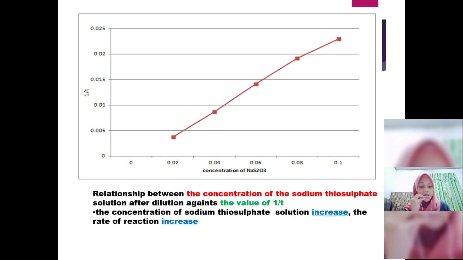This graph shows the concentration of sodium thiosulfate and reaction rate. As the concentration of sodium thiosulfate solution increases, the value of 1/T increases. That means the value of reaction rate increases. From the graph, as the concentration of sodium thiosulfate solution increases, the rate of reaction also increases.